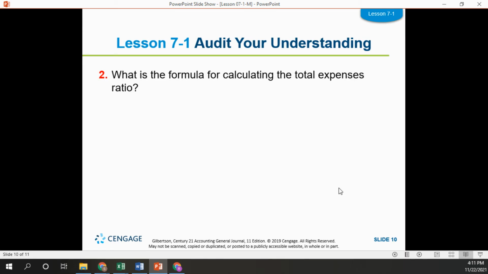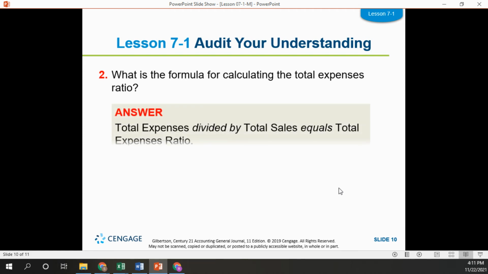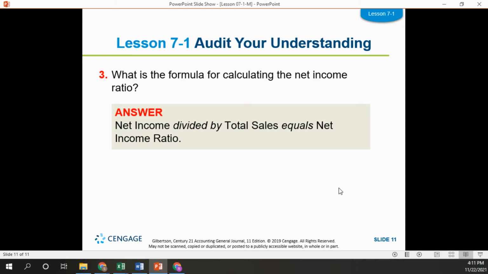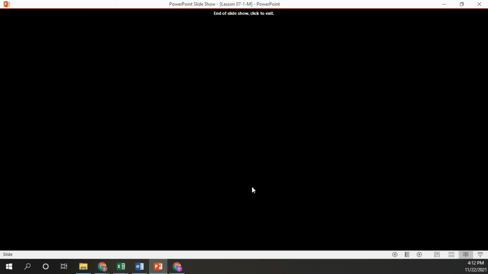What is the formula for calculating the total expenses ratio? What's our numerator? What's our denominator? Total expenses divided by total sales is your total expenses ratio. Again, total sales is our denominator, the bottom part of our equation. And of course, the net income ratio would be net income divided by total sales. As you move through time and your business grows, it would be hoped that your net income ratio would slightly increase and you become more profitable. That would be your goal.